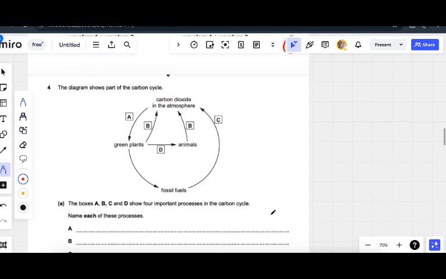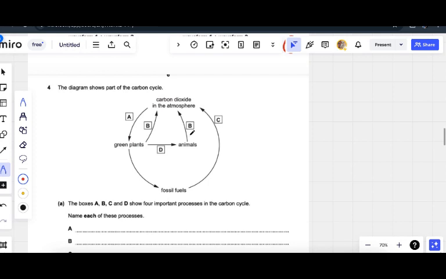Now here, the diagram shows part of the carbon cycle. Here you have carbon dioxide in the atmosphere or in the air, and here you have the green plants. Here you have the animals that eat the green plants. They also give out carbon dioxide through what process? They are going to ask us through which process animals give carbon dioxide to the atmosphere, which is respiration.